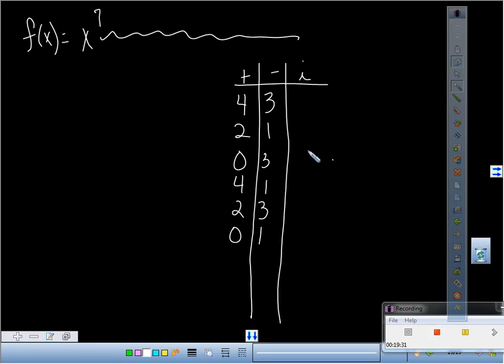Okay? Now you're going to use your fillers. I'm trying to make 7. 4 and 3 make 7. I don't need any. 2 and 1 makes 3. Gotta have 4. 0 and 3 make 3. Still need 4. 4 and 1 make 5.